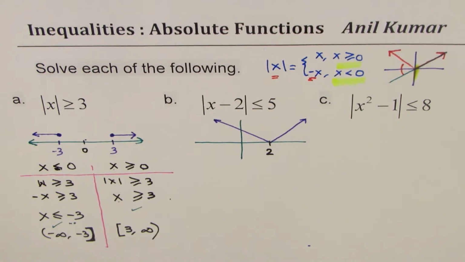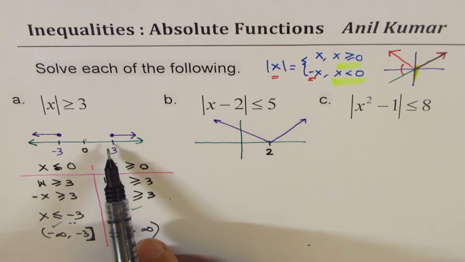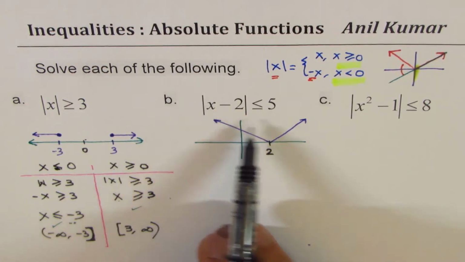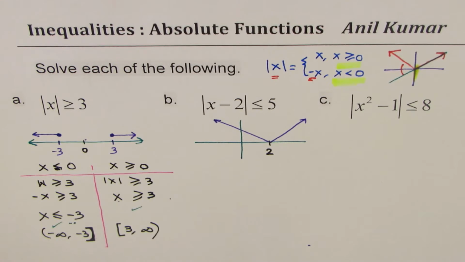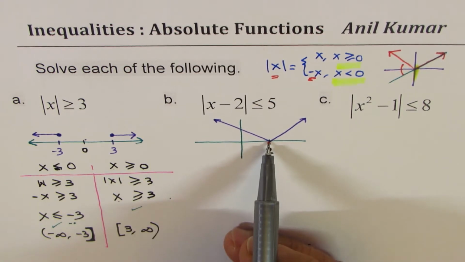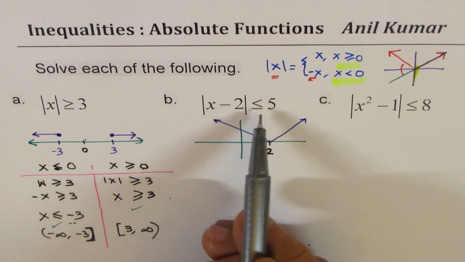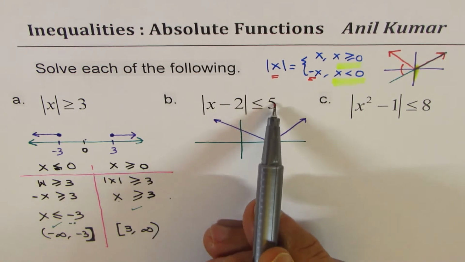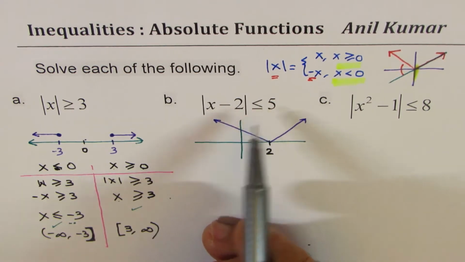Perfect. Now let's go with logic like this and straight away get the answer for this equation. You can actually pause the video, answer, and then check with my solution. Now we already have this function here shown kind of a graph, x minus 2. Now we want this value to be within 5 units. Less than or equal to means within.